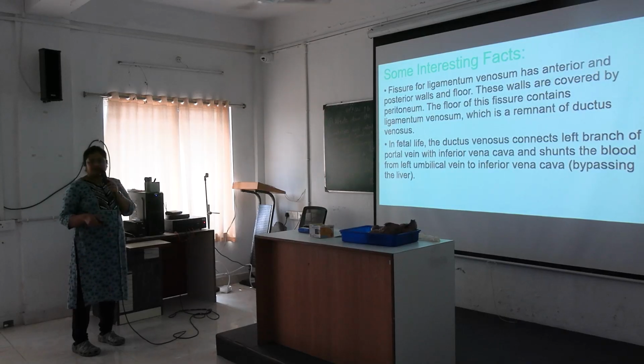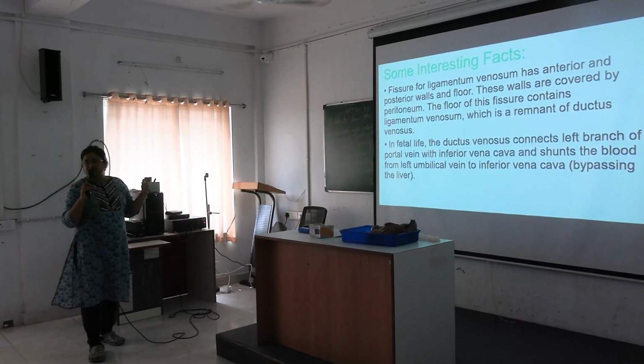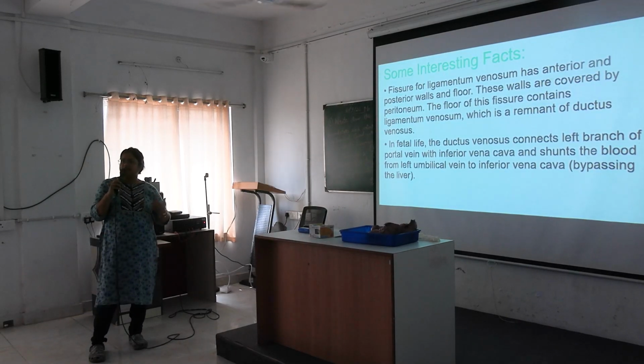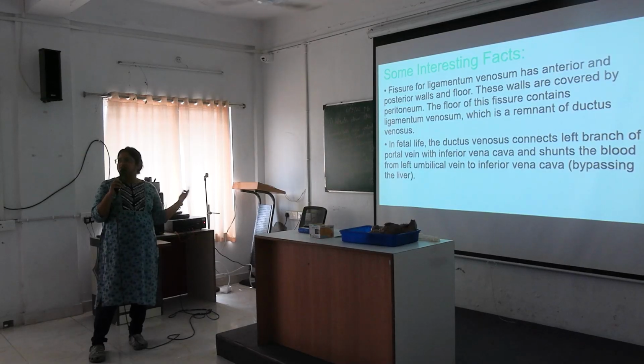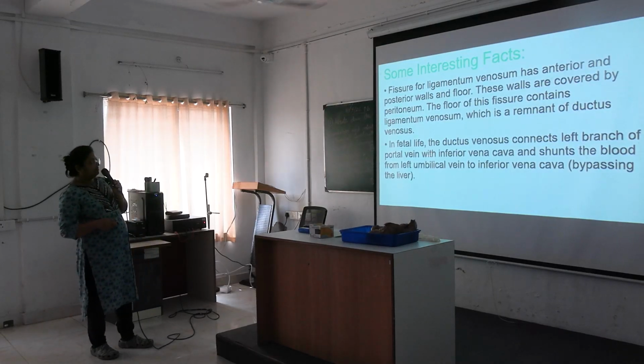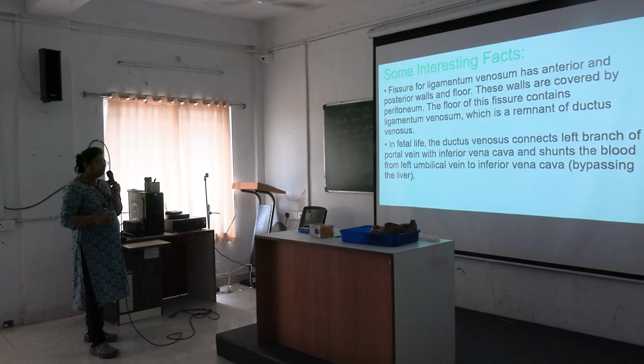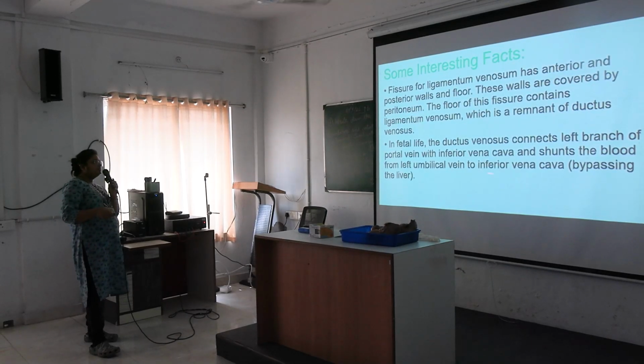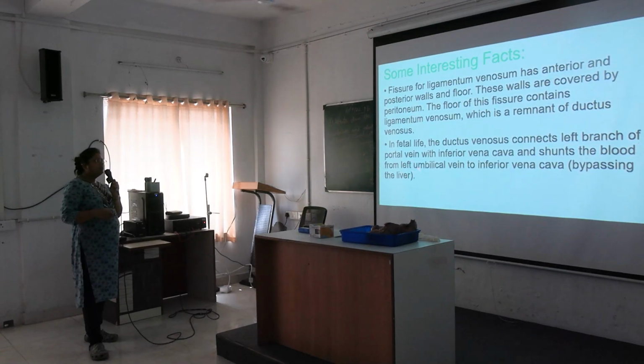of ductus venosus. Okay, ductus venosus was patent during the fetal circulation and it was taking part in circulation between the fetus and the placenta. Okay, and in fetal life, the ductus venosus connects the left branch of portal vein with the inferior vena cava and shunts the blood from the left umbilical vein to the inferior vena cava, bypassing the liver.